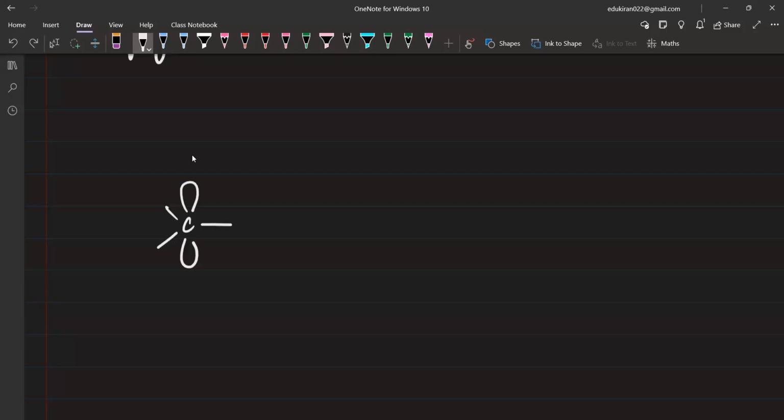Now this sp3 carbon atom, so CH3 is not necessary. This carbon can have anything else, but it should have at least one hydrogen atom. Now let us look at the bonding that's there in the carbon hydrogen bond. So the carbon atom will be having an sp3 orbital, and the hydrogen will have the s orbital, and they will be bonded like this.